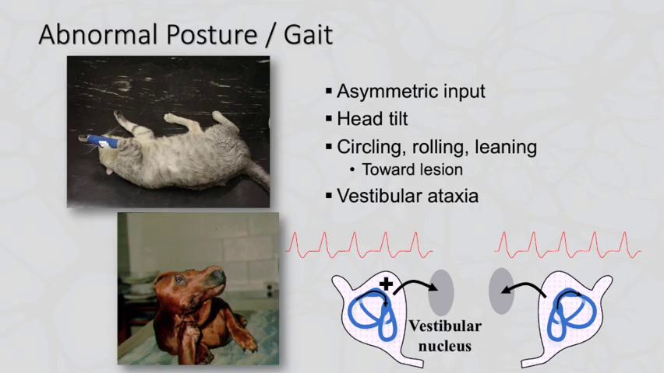As far as abnormal posture, the reason why we see the abnormal posture is because there's going to be a change in firing rate in one side of the vestibular apparatus. So we completely lose that input on one side, and that's going to cause a decrease in tone on that side of the body where the vestibular system is affected.